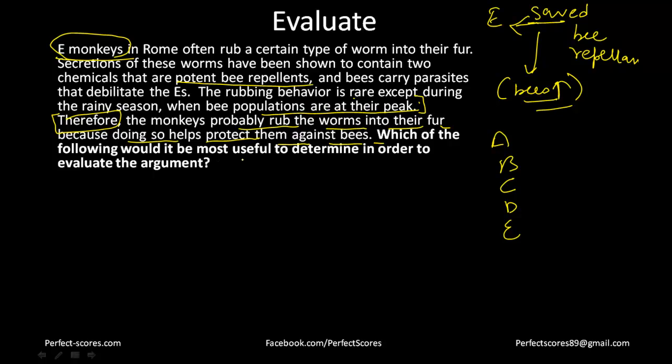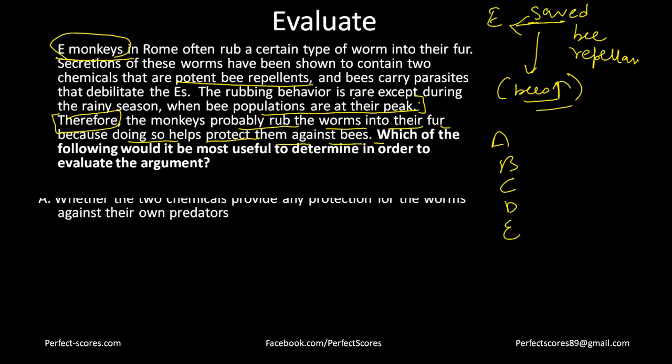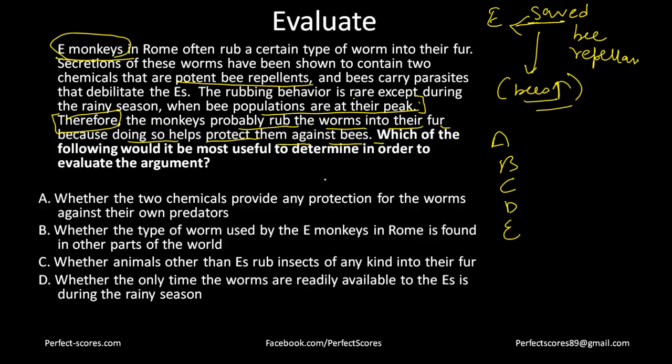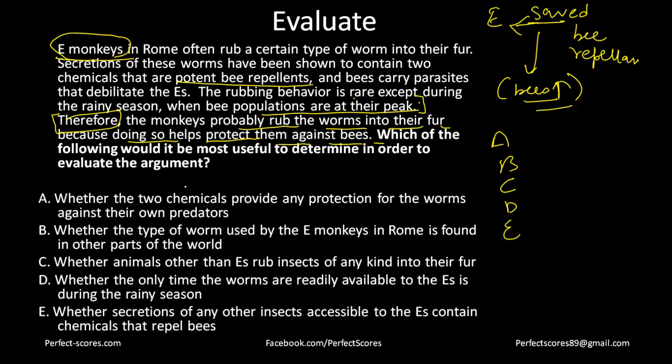Now, which of the following would it be most useful to determine in order to evaluate the argument? So you have 5 questions. Whether the two chemicals provided any protection for the worms against their own predators. Now let's take two extremes. Suppose the answer is yes, and suppose the answer is no. On further evaluation, you'll find that none of them is strengthening and none of them is weakening. You do not get a proper strengthen-weaken pair over here. So that means option A is incorrect.